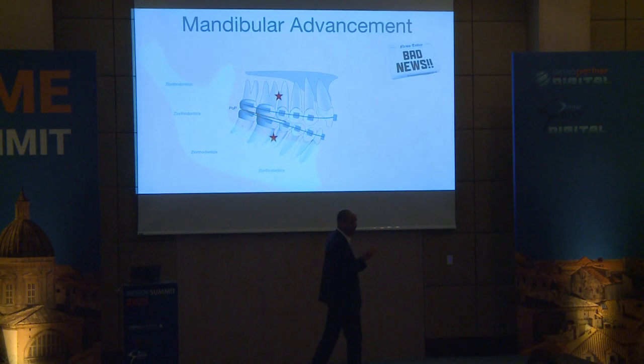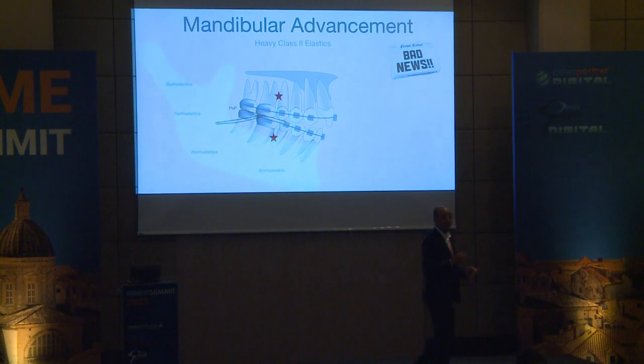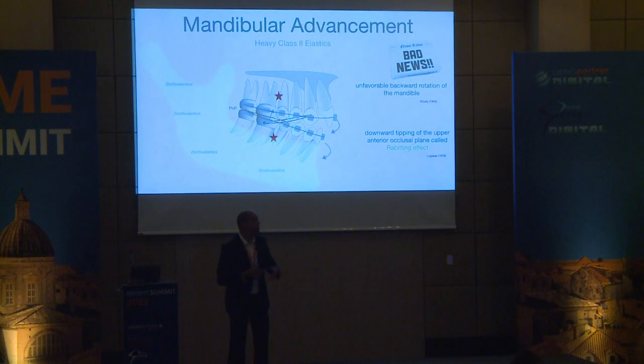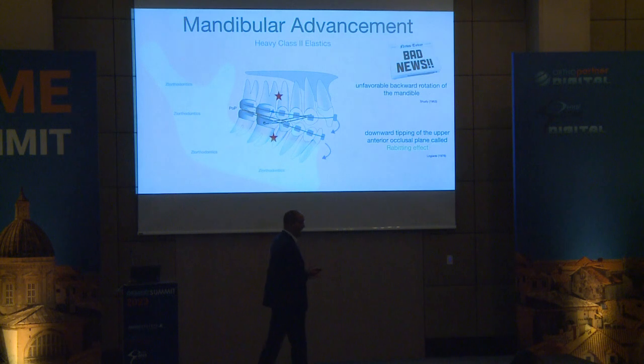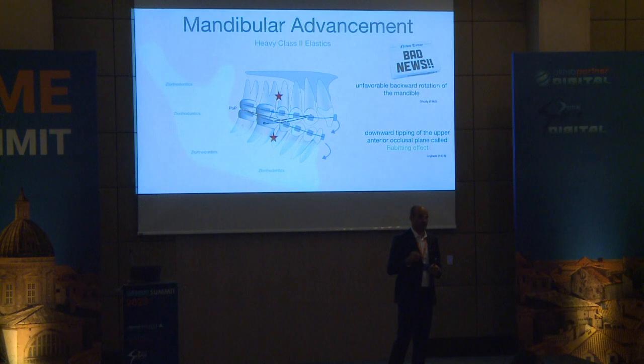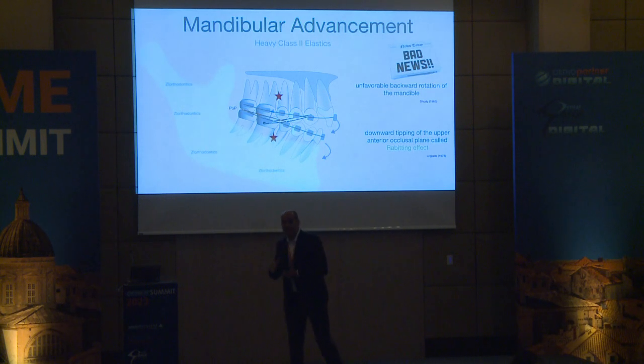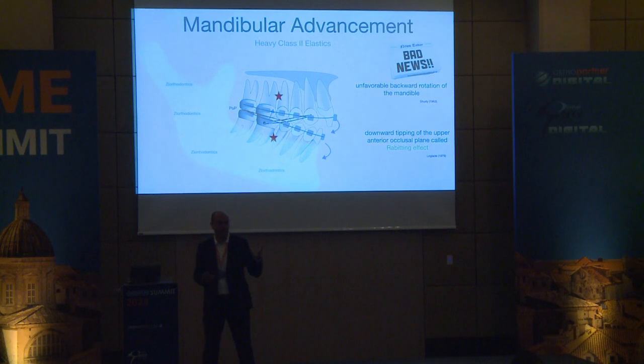Same thing with heavy class 2 elastics. I'm using them at the end of treatment, and those elastics are anchored in the lower molar, and they are also steepening the occlusal plane, and they give side effects, such as a rabbiting effect, flaring of the lower incisors, and I think it's not the right way to treat patients, especially hyperdivergent patients. It means if we use heavy elastics at the end of treatment, we are going to open more and more the bite, and the mandible will go backward, and this is what we don't need to get in this kind of treatment.